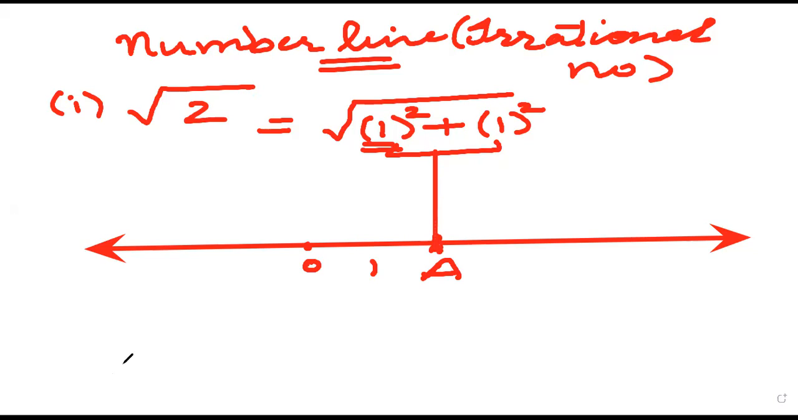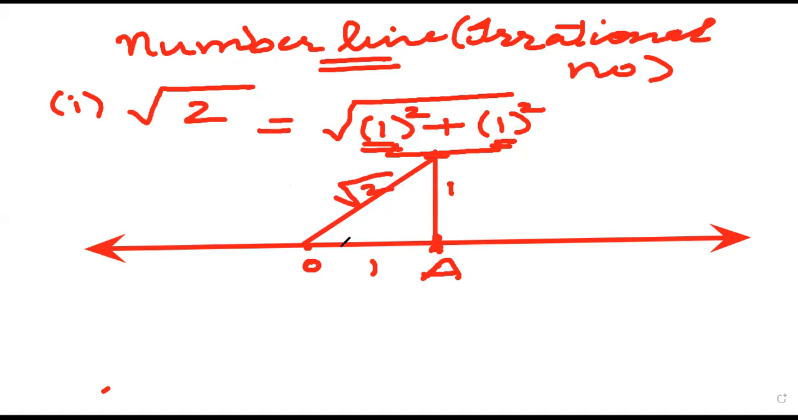Now, children, next step is look at the next sum. This is 1. Now, from A, you have to cut here 1 unit. Means it should be 1 centimeter or 1 unit. Okay, this is also 1 and this is also 1. So, now, children, the last step is join. Now, you can write this as B and now you can join O to B. Now, children, this number is going to represent your root 2. I'll write here, this is your root 2.